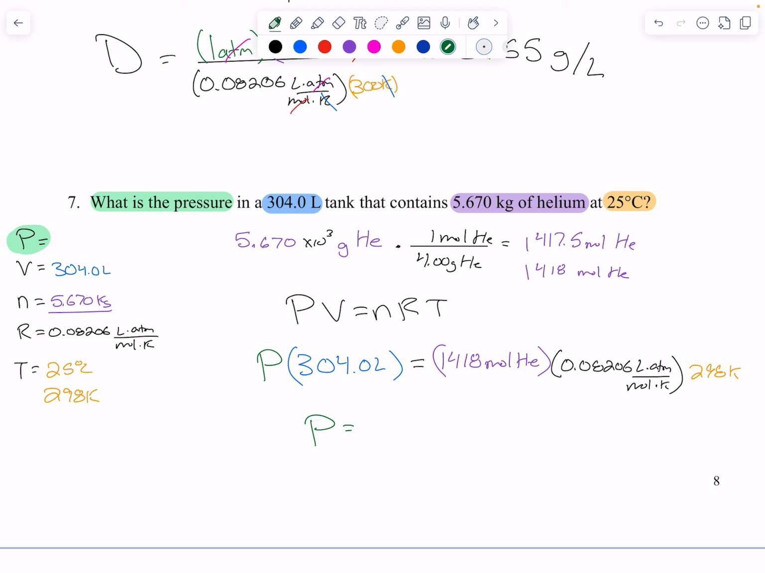All right, I get 114.06. Now, I have 4 sig figs, right? And so that means we get 114.1 atmospheres.